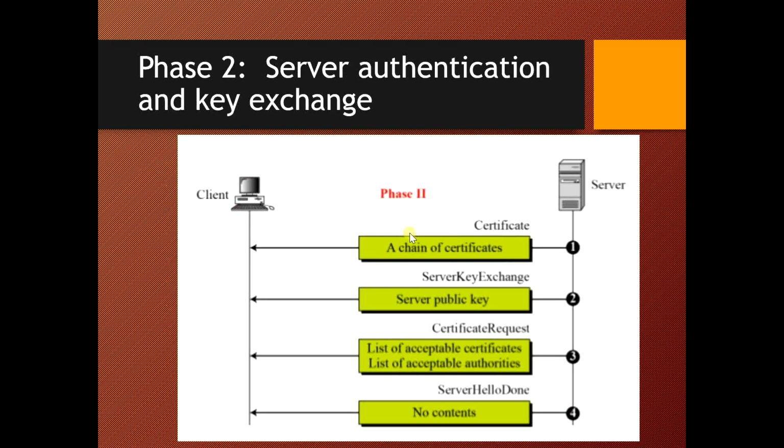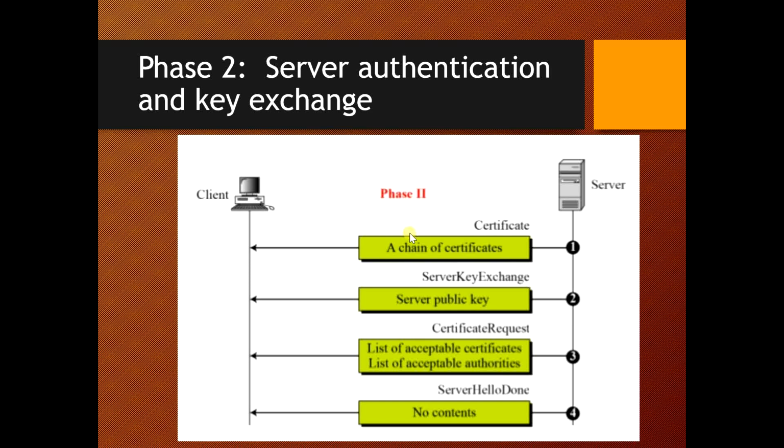So the next phase is the second phase. So here server authentication and key exchange occurs. What the server will basically do is begin this phase by sending its certificates if it needs to be authenticated, and the message will contain one or a chain of X.509 certificates. So the certificate message is required for any agreed upon key exchange method except for the anonymous Diffie-Hellman algorithm.